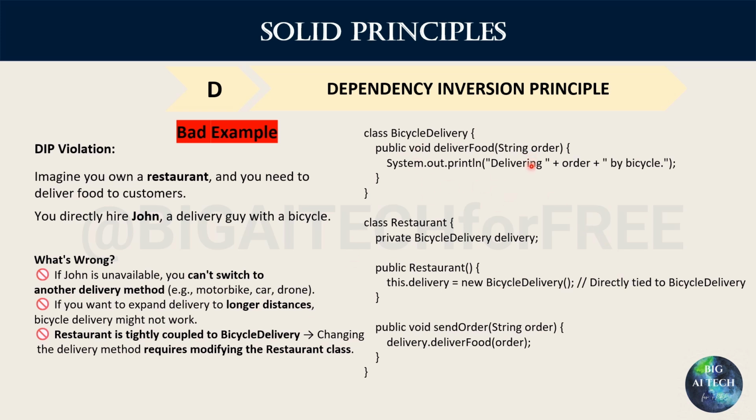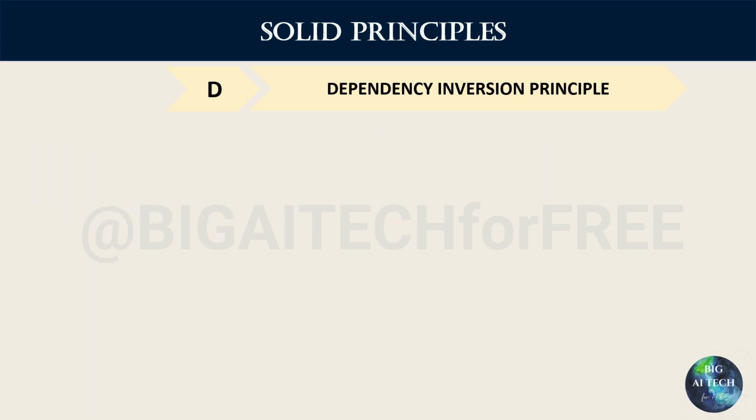Restaurant is tightly coupled to bicycle delivery. Changing the delivery method requires modifying the restaurant class. So if we have to add one more, then I have to change the restaurant class itself, which is not ideal. Then what's the right way to do it?